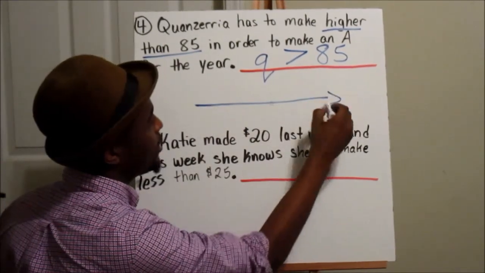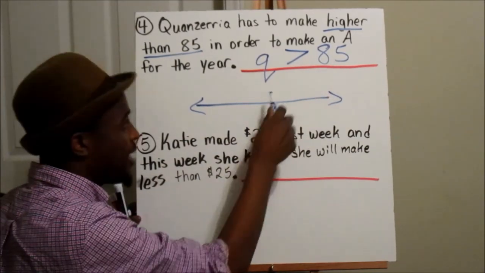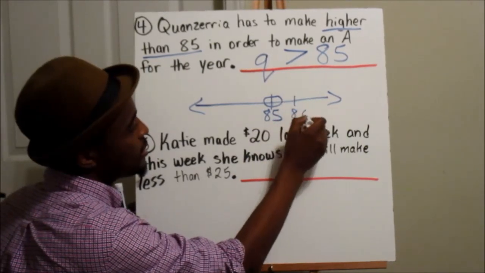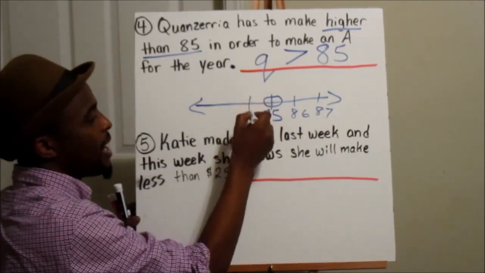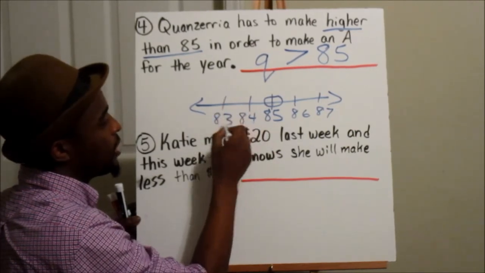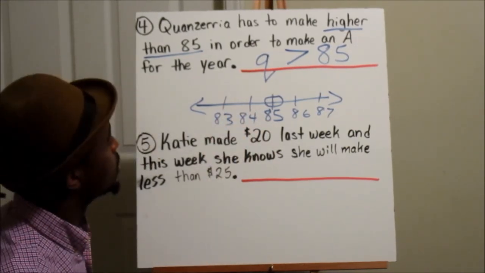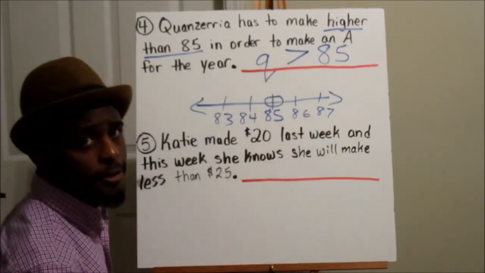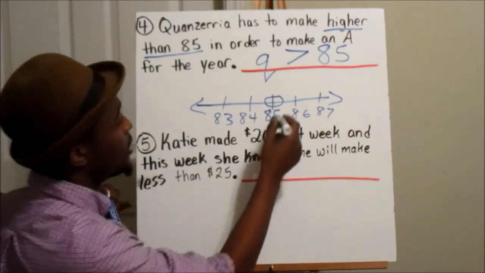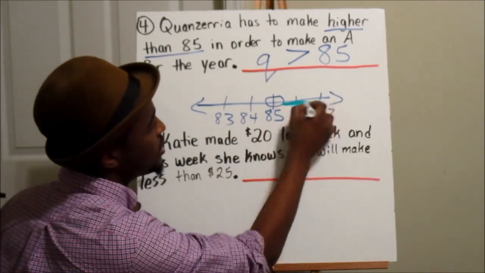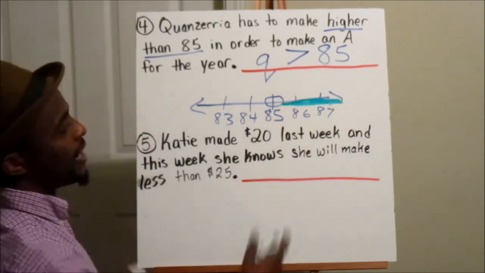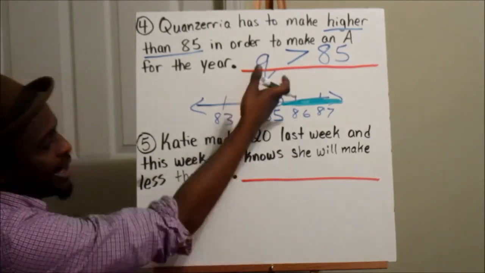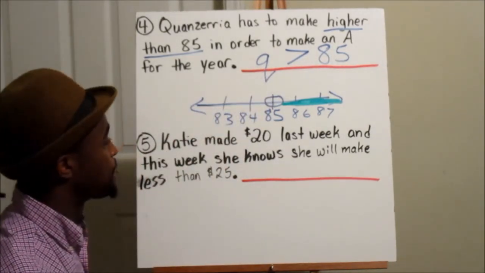Alright, and we can graph that by drawing our number line. I'll put 85 in the middle. I'll put my circle on 85. And I think I have 86, 87. On this side, I'll count backwards. 84, 83. And then I think, can Quanzaria make an 85? Is that part of the solution? No, we said it must be higher than an 85. So we'll leave that open, but we will shade in anything greater than 85, like 86, 87, 88, a 90, a 100. Any of those are greater than 85. I don't want any of that stuff. Quanzaria doesn't want any of those shaded in.